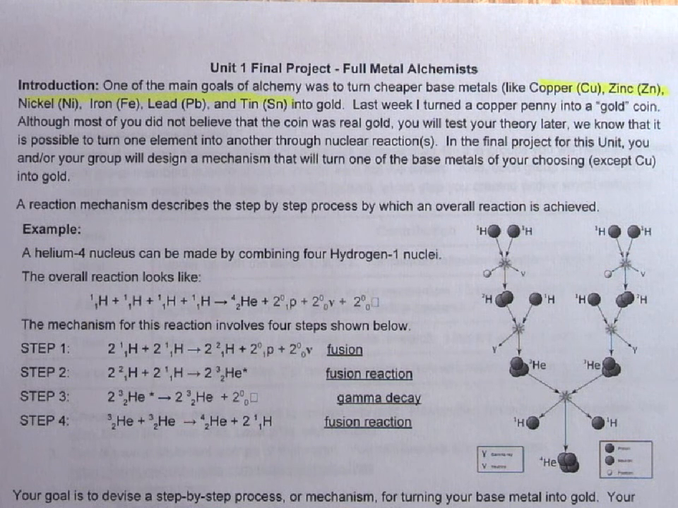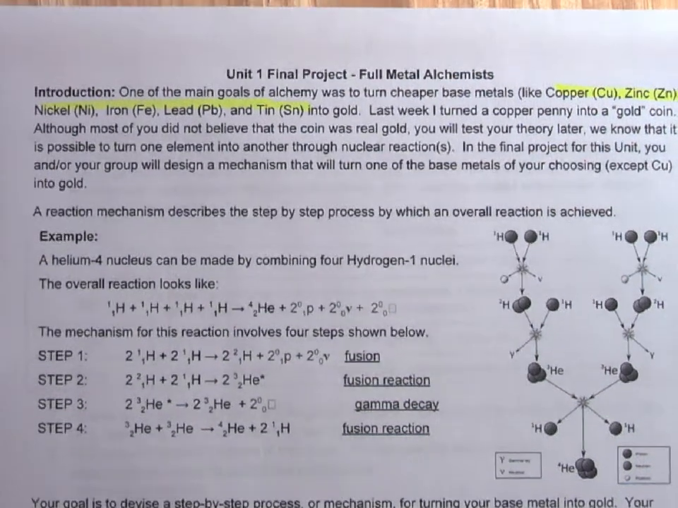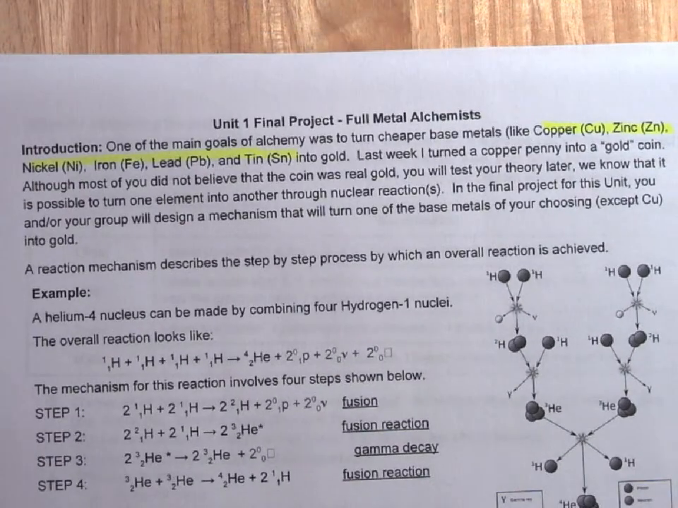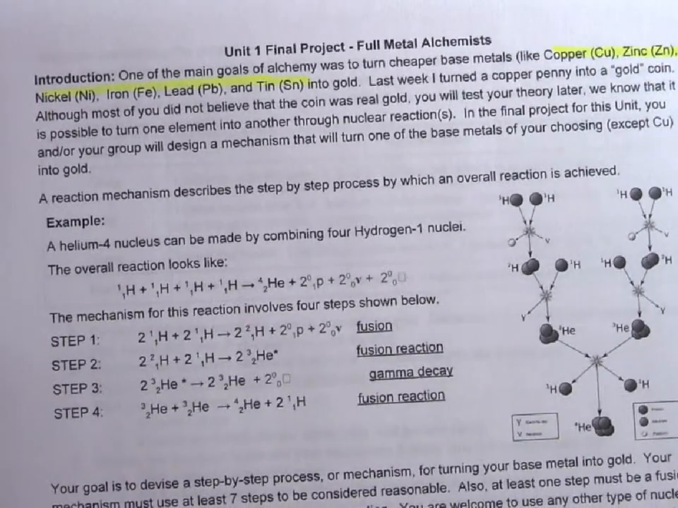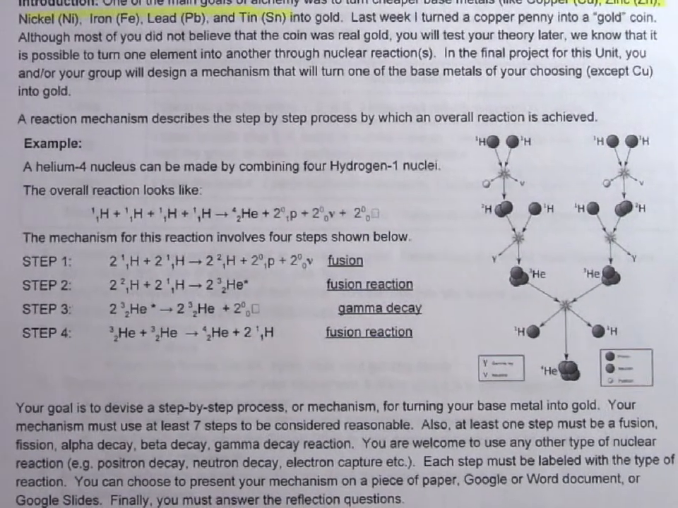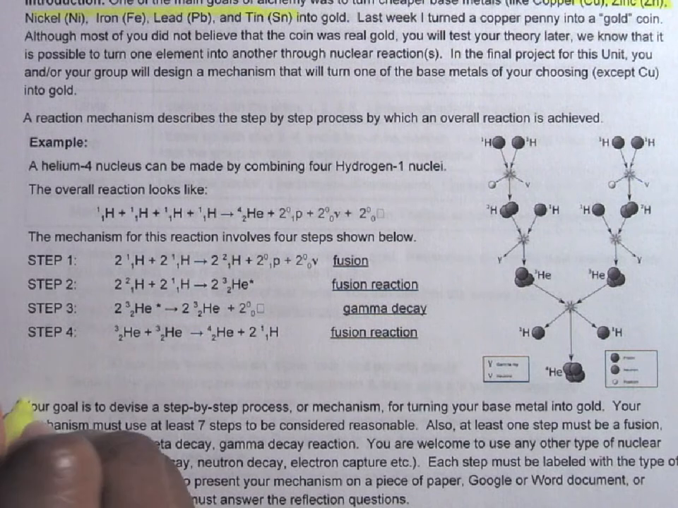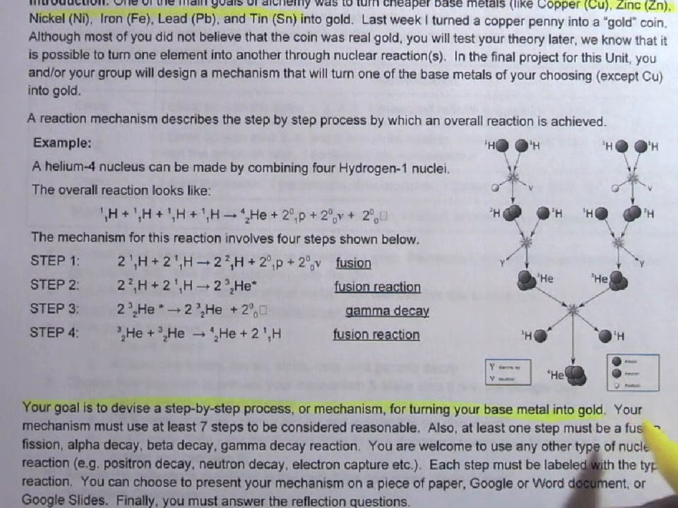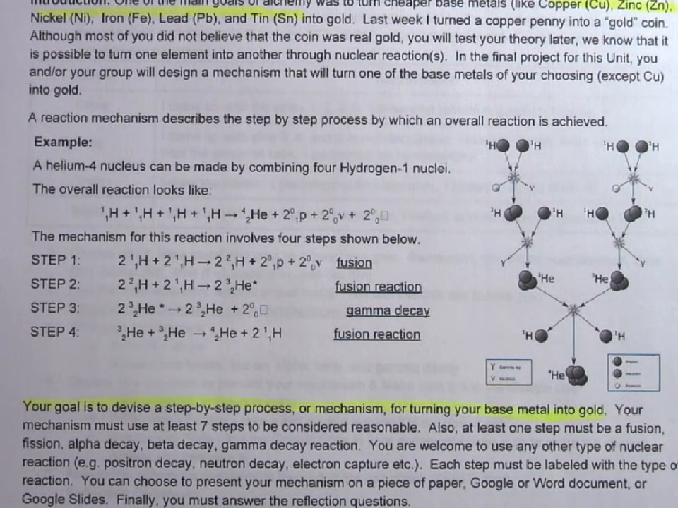So for this final project, your goal is to devise a step-by-step process or mechanism for turning a base metal into gold. Now, remember, this is helpful because of our essential question: is alchemy a real science? And alchemists were trying to turn base metals like lead into gold. So you guys are going to see if you can actually do that.